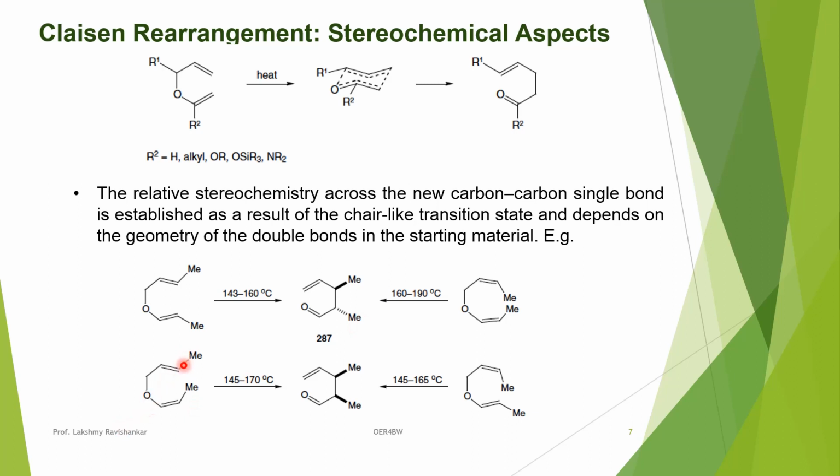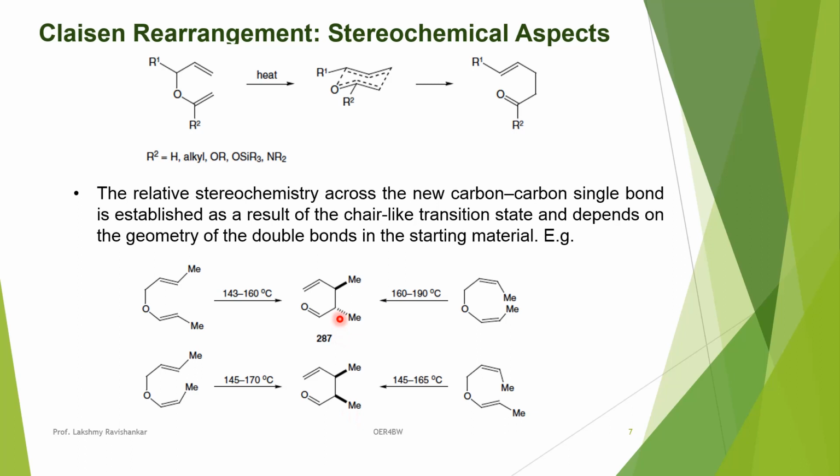Now here if I take this double bond is going to be E and this double bond is going to be Z. So you're talking about the EZ isomer either in this way or in this way. The product you get is going to be a cis product. In other words, the two methyls are going to be cis to each other, and 1,2 cis in a cyclic transition state would be one axial and one equatorial.